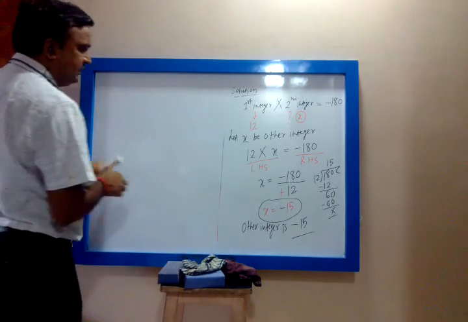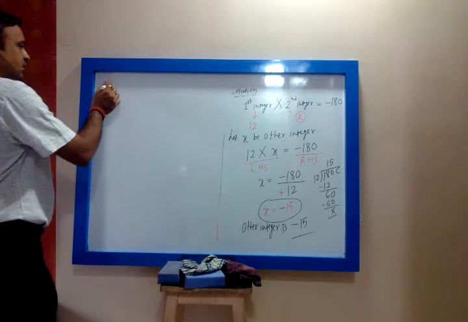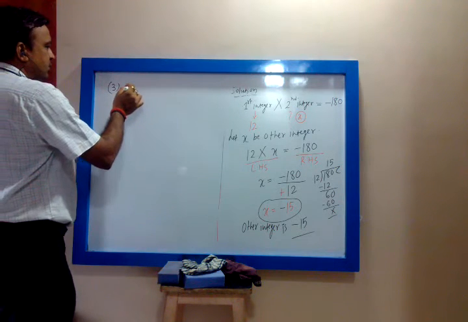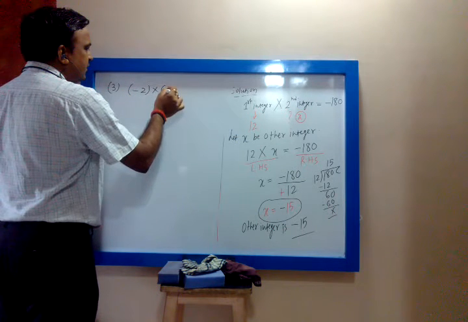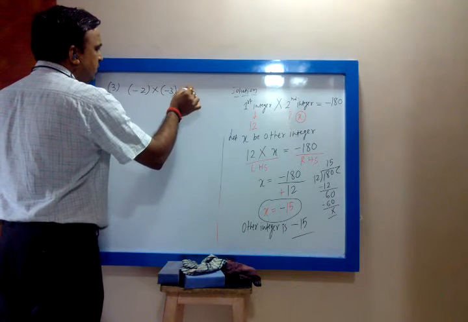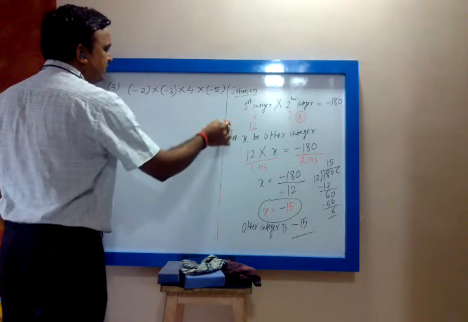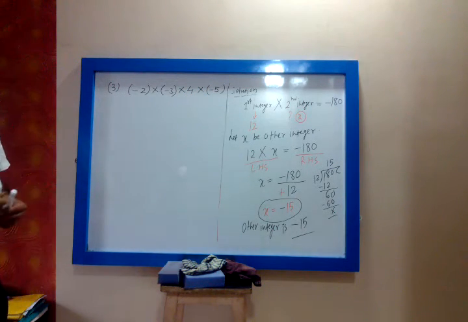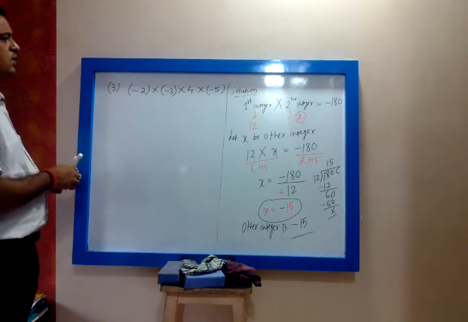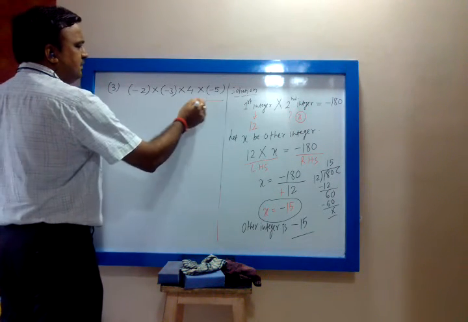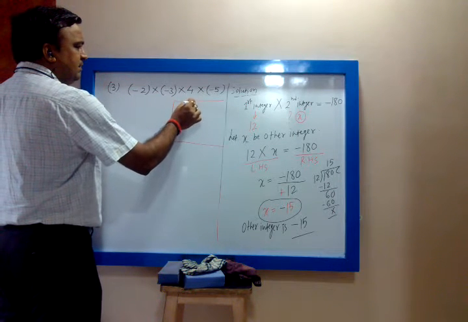Okay, let us see the third problem. Minus 2 into minus 3 into 4 into minus 5. Solve this. In order to solve this, you have to remember the table of multiplication. Multiplication table you have to remember.